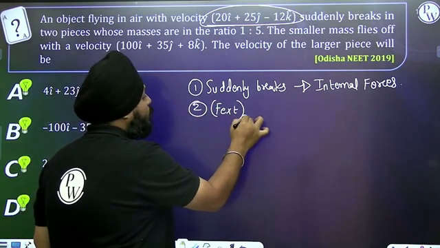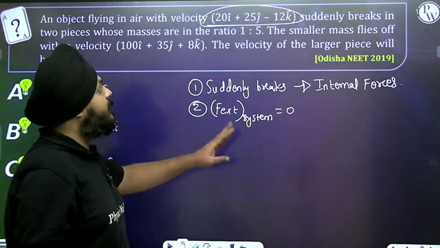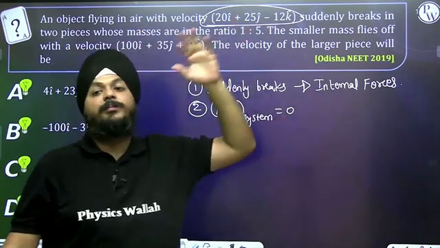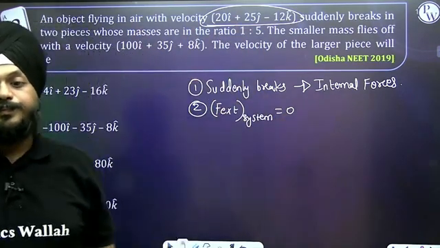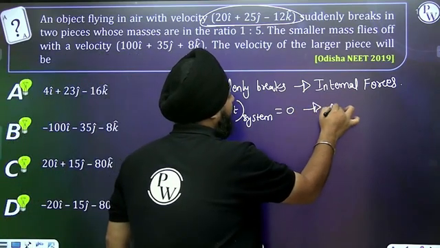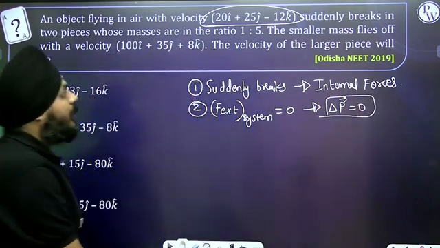Not on the individual particle, but if I am talking about the system, why? It is a system. Initially it was an individual particle, and now it got broken into some pieces. Momentum is conserved. Delta P in vector form is 0.